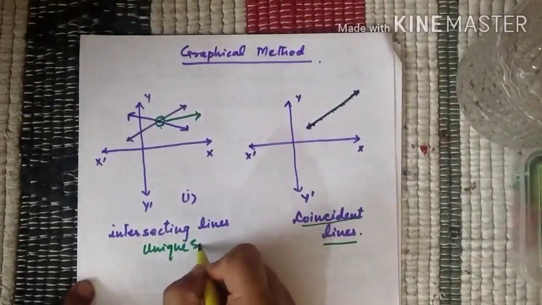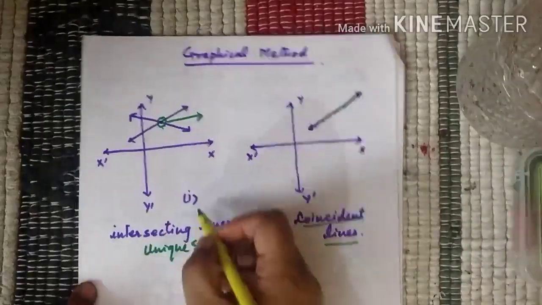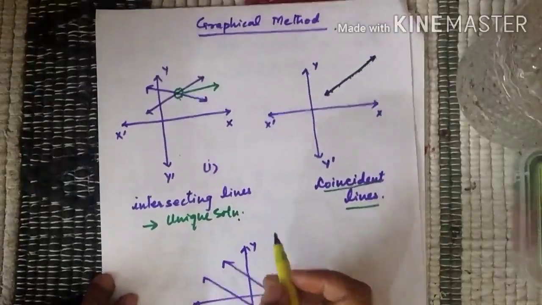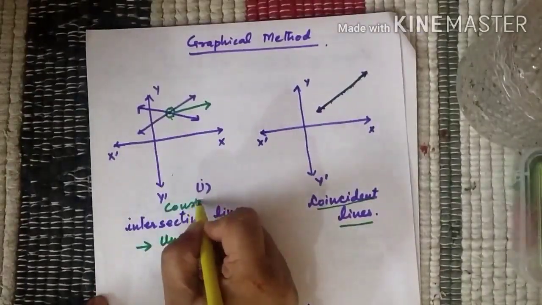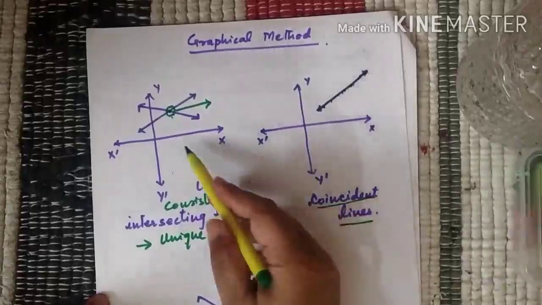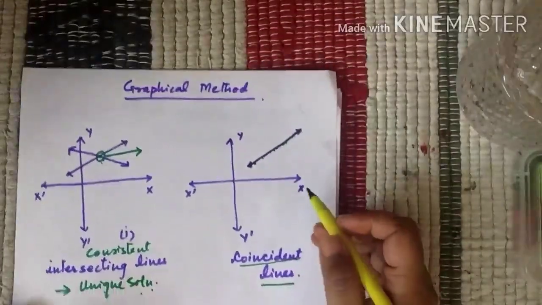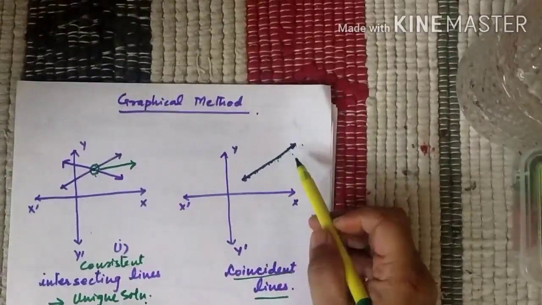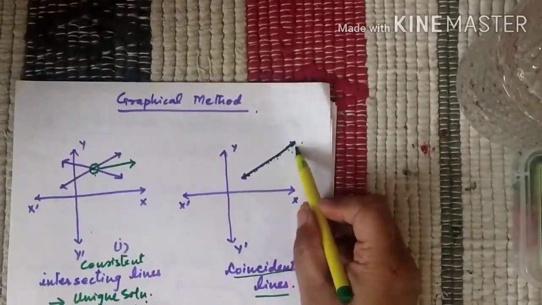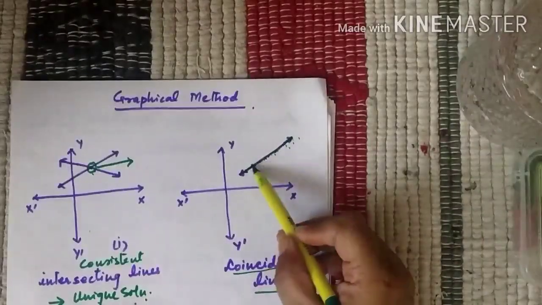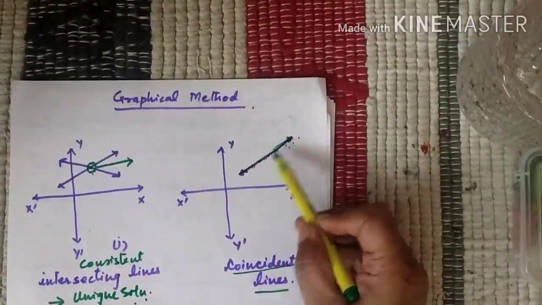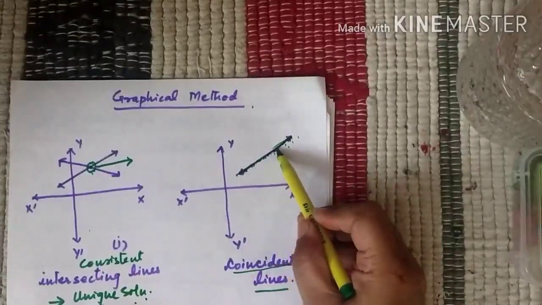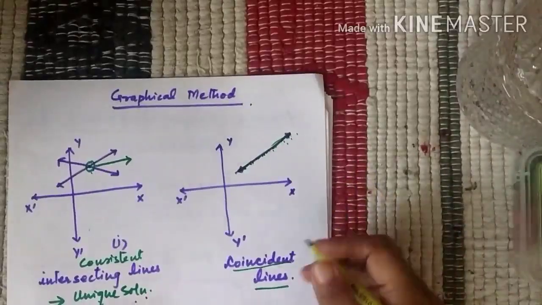The solution exists, and what kind of solution exists? They have a unique solution. And we call the system consistent. The system is consistent and it has a unique solution. In the case of coincident lines, every point on line 1 is a solution of line 1, and every point on line 2 is a solution of line 2. And both the lines represent the same line. Line 1 is the same as line 2. That means every point is a solution. So they have many solutions.